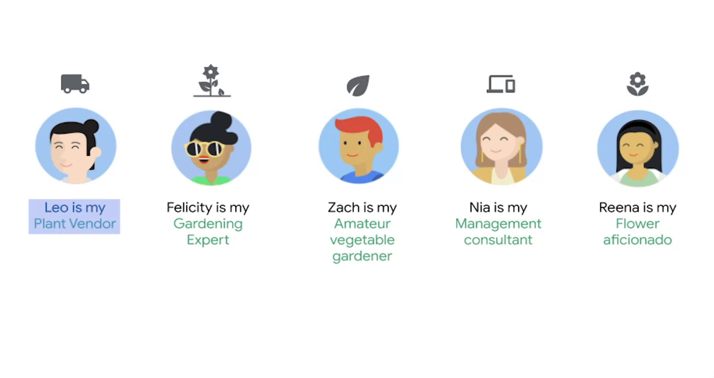Leo is my plant vendor, who manages acquiring the plants, the supply chain, and delivery logistics. Felicity is my gardening expert, who helps my support team give our customers really excellent advice on how to take care of their plants. Zach is my amateur vegetable gardener, who wants to use the plants they purchase to make dinner. Nia is my management consultant, who works from home and wants to set up a professional backdrop for video conferences in their home office. Rena is my flower aficionado, who wants to have a different flower arrangement each week to brighten up their home. By giving these users a name and a backstory, we can imagine them in our minds, and we will design better products for them as a result.